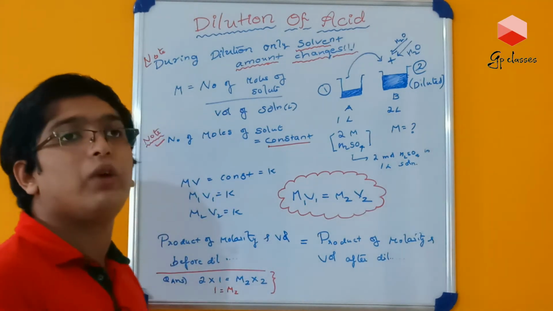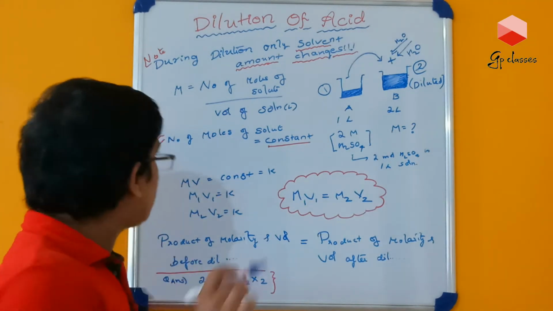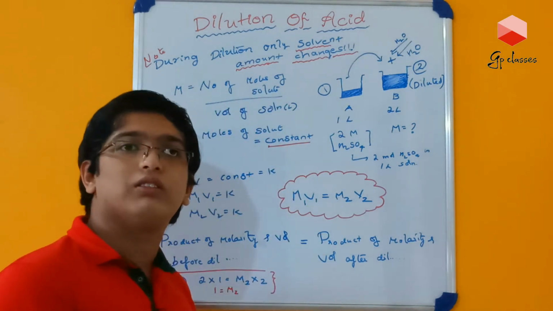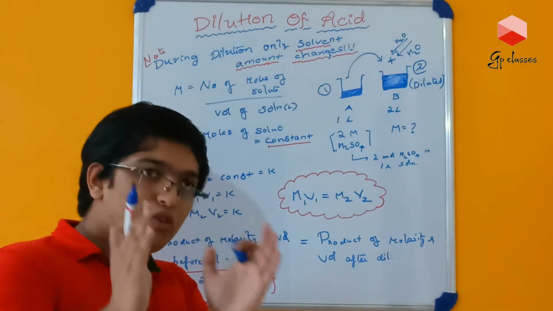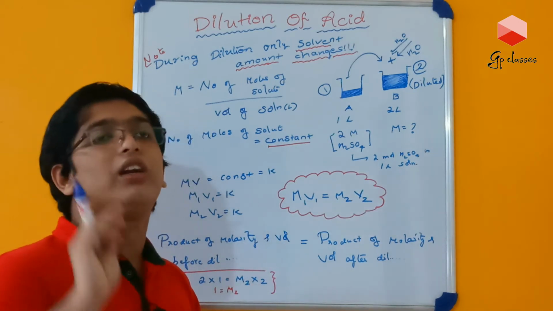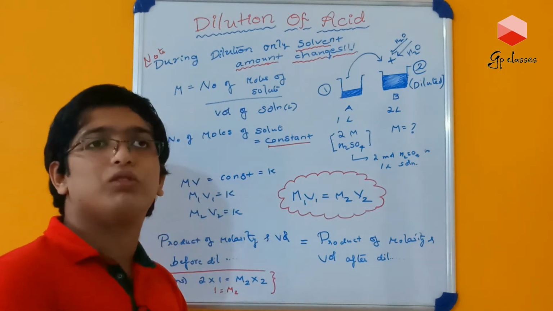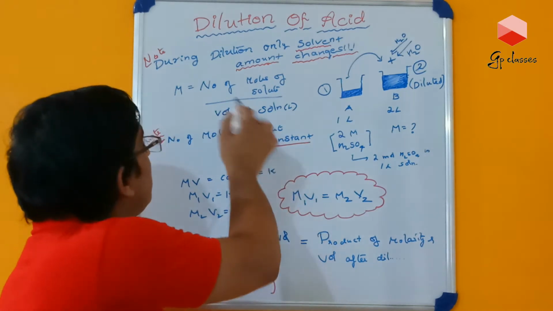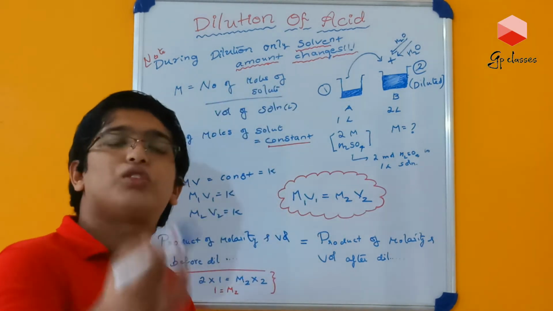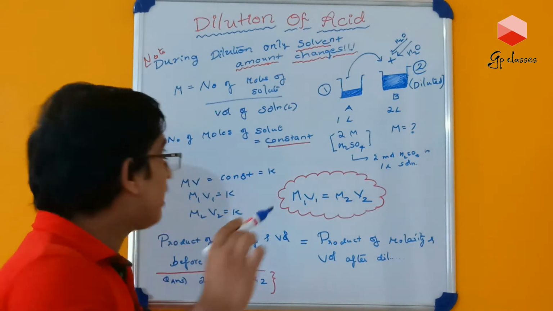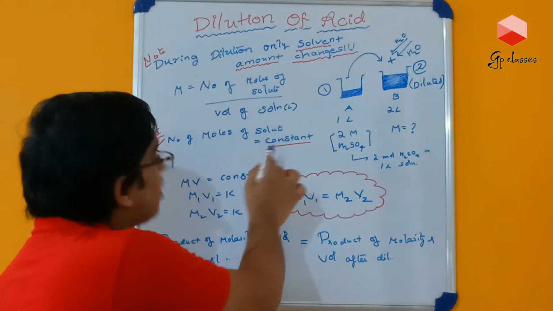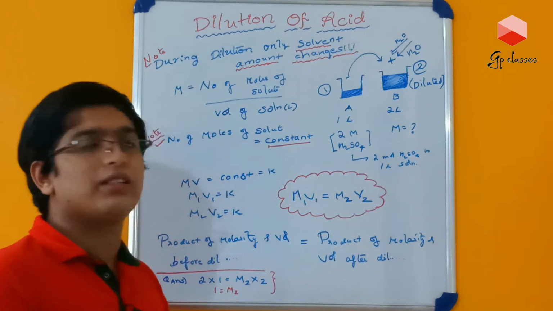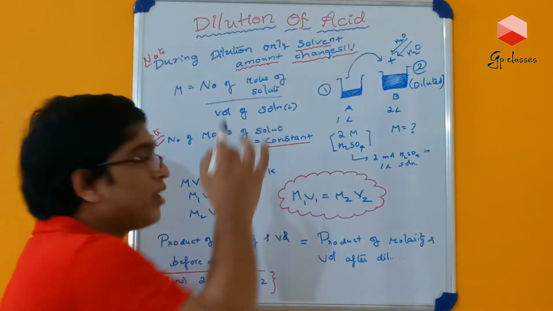And you know what the equation for molarity is? The equation for molarity is number of moles of solute by volume of solution in liters. Molarity is the number of moles of solute in 1 liter of solution. Obviously in case of dilution, the number of moles of solute is not going to change. So I can write that the number of moles of solute is a constant, technically from experiment or from the equation side.